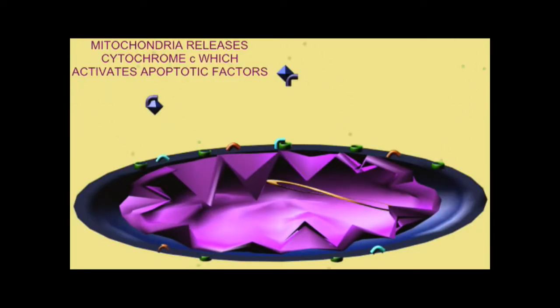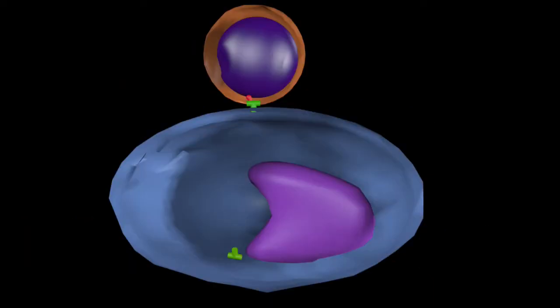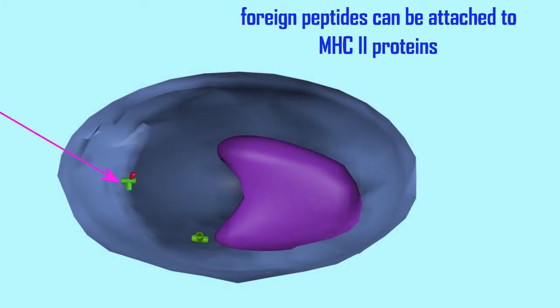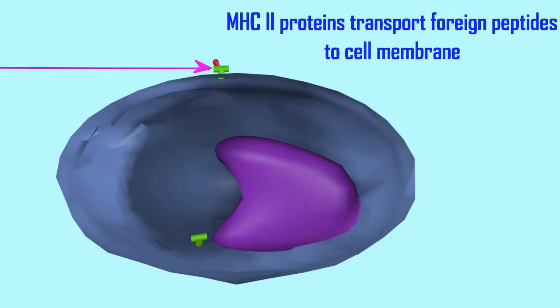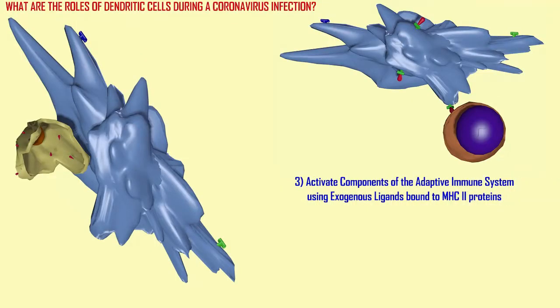The helper T lymphocytes are essential because they give permission for other parts of the immune system to act. They give the cytotoxic T lymphocytes permission. Otherwise, they would not be able to kill cells. They also give the B lymphocytes permission to make antibodies.